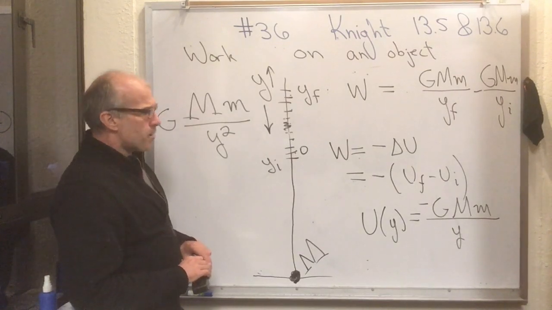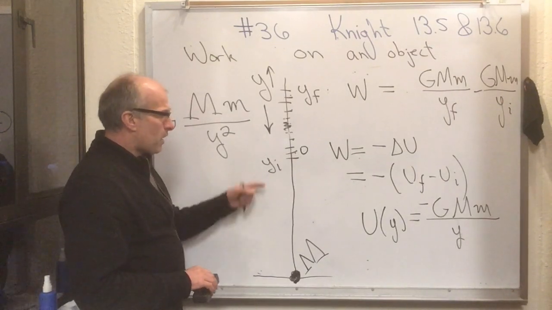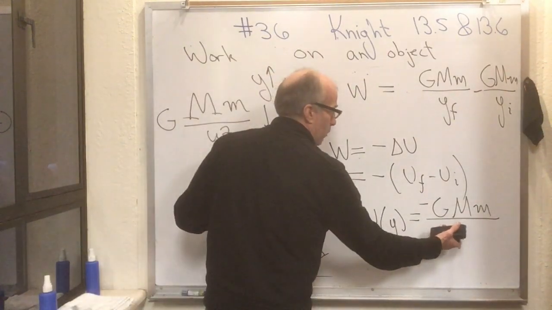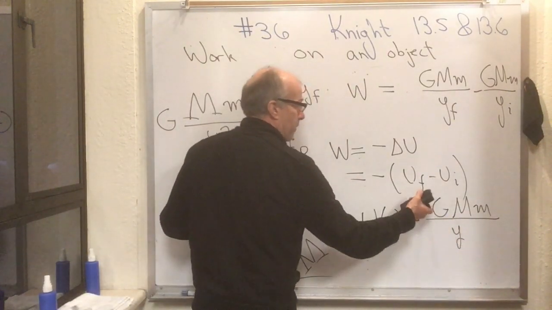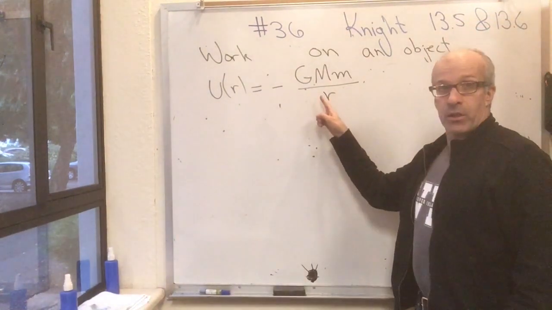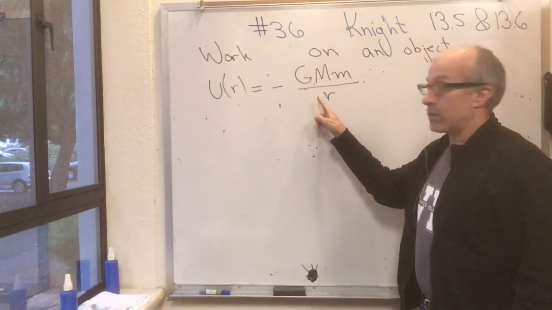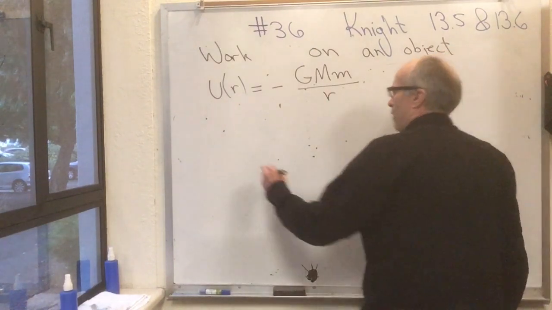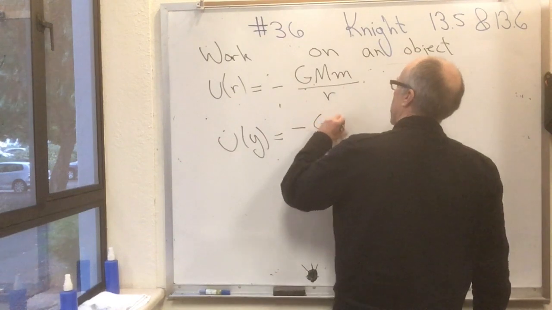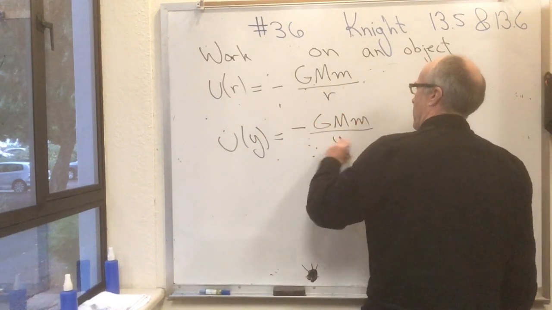Which means it gets more and more negative as you get closer and closer to the object, right? Because if I get closer and closer, y is getting smaller and smaller, but I have a minus sign out here. Now, if you go look at Knight equation 13.15, this is what he wrote. But I wrote U of y is equal to minus GMm over y.